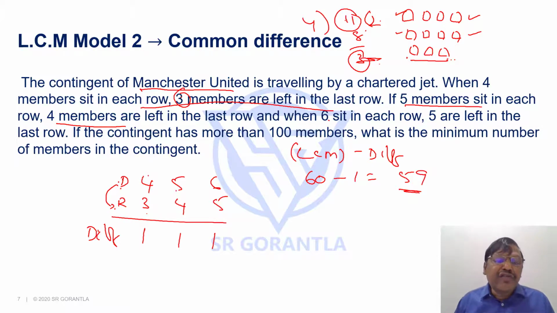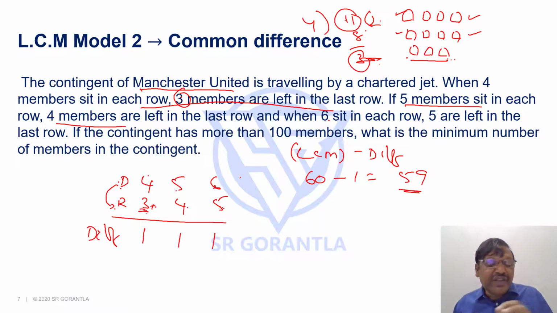When divided by 4, remainder is 3, which means had I increased this number by 1 more, 4 would have gone completely. 3 plus 1 is 4, so 4 would have gone completely one more time. Similarly, had it been 1 more, it would have been divisible by 5. When divided by 6, remainder is 5, so if it is increased by 1, it will be divisible by 6. Every time you say had it been 1 more, it means what you have is 1 less than their common multiple. That's why we are subtracting.